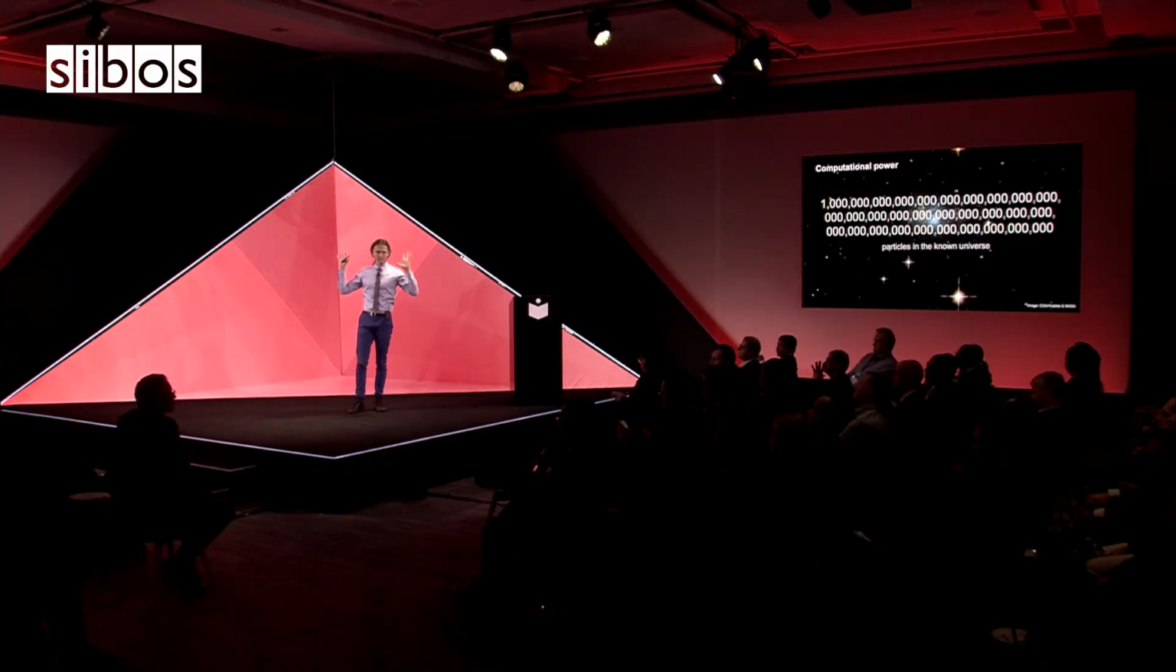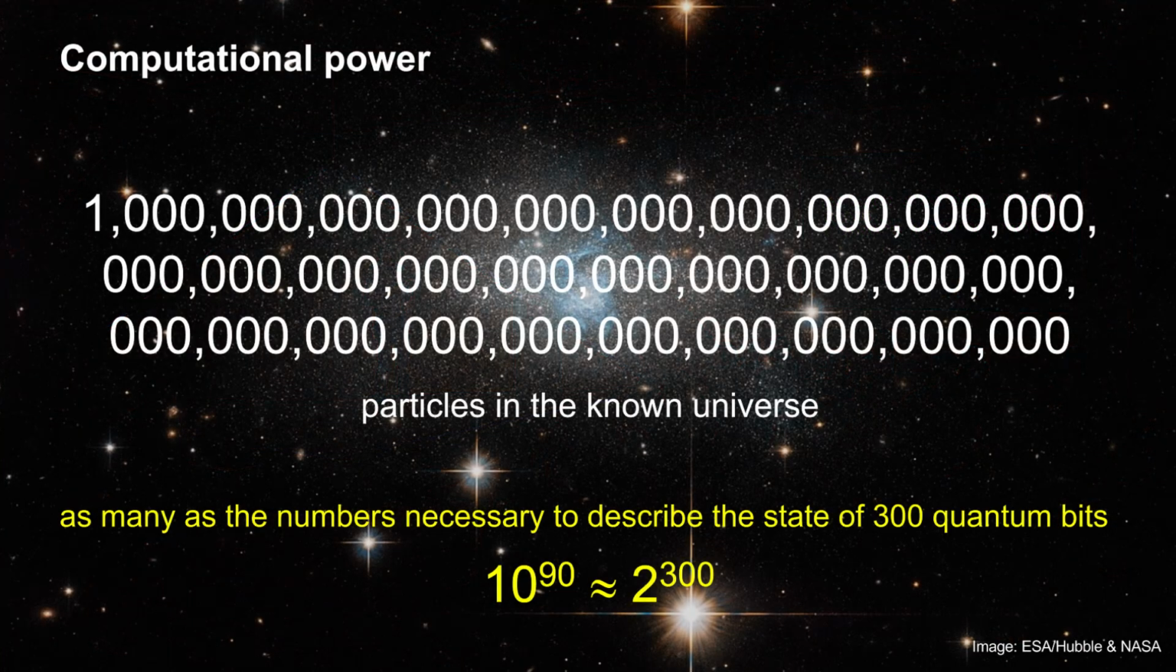Okay? Now, let's take this to the bigger scale. So that number there is 10 to the 90, so it's 1 with 90 zeros after that. That's more or less how many particles there are in the known universe. Now, 10 to the 90 is about the same as 2 to the power 300. So what that means is that if I had 300 quantum bits that are all perfectly, fully entangled, to describe their quantum state, I would need as many numbers as there are particles in the universe. That's the power of exponentials.